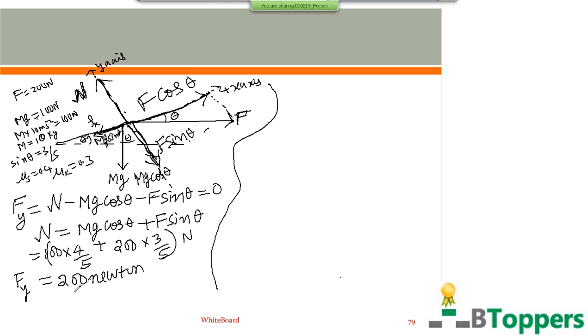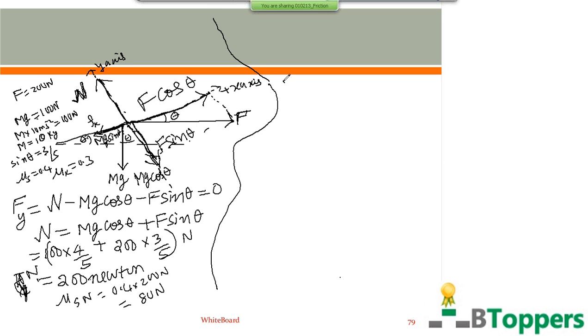So limiting friction will be equal to mu s into N. Sorry, phi is not equal to 200 newtons; the magnitude of the normal reaction is 200 newtons. Phi is 0. So the magnitude of the limiting friction is mu s into N, that is 0.4 into 200 newtons, that is 80 newtons.